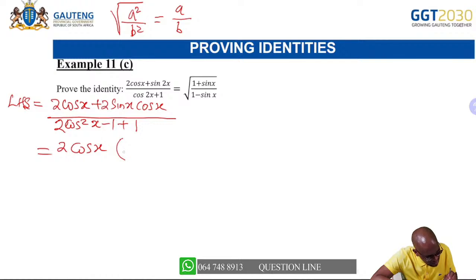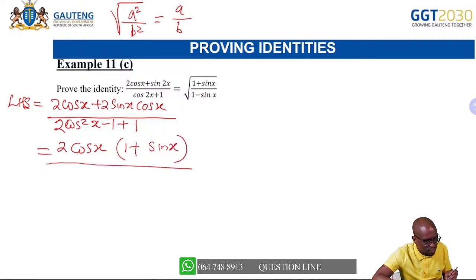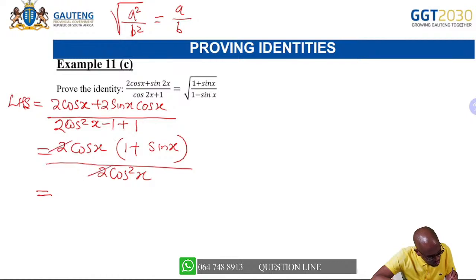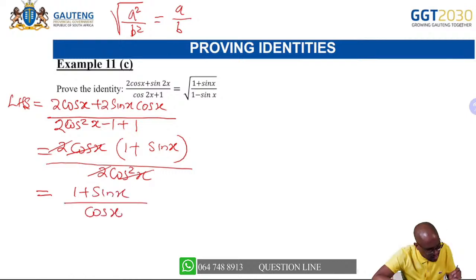I will get that this would be 1 plus the sine of x, divide by 2 cos squared x minus 1 plus 1. I get what? 2 cos squared x. So this would be equal to 1 over the cosine squared of x, the 2 and the 2, one of these is going to go. I have 1 plus sine x divided by cos x. I will leave it as it is because I cannot simplify this any further.